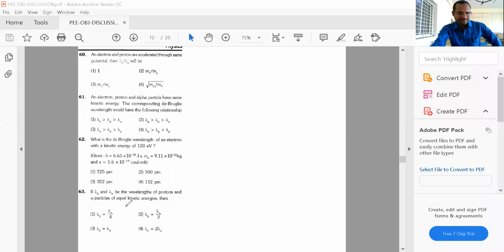I'll send that today. Okay, next question number 63. If lambda p and lambda alpha are the wavelengths of proton and alpha particle of equal kinetic energy, then the kinetic energy of proton is equal to the kinetic energy of alpha particle. What they are asking is the relation between lambda p and lambda alpha.